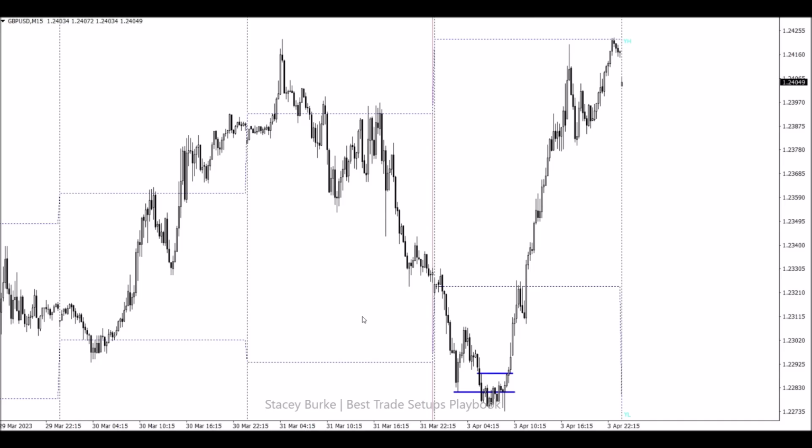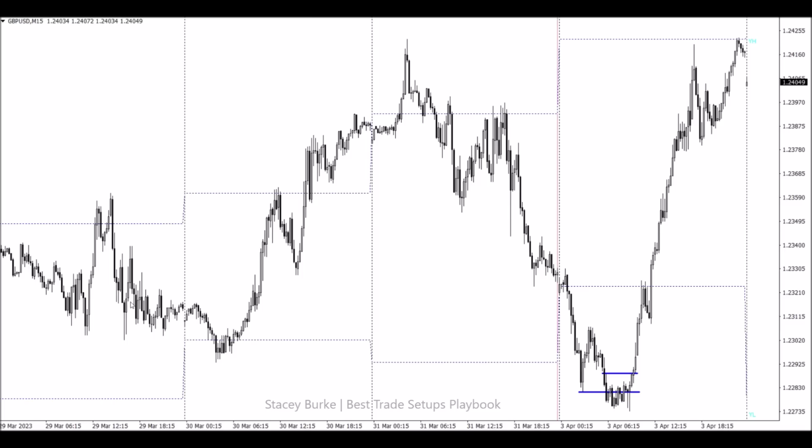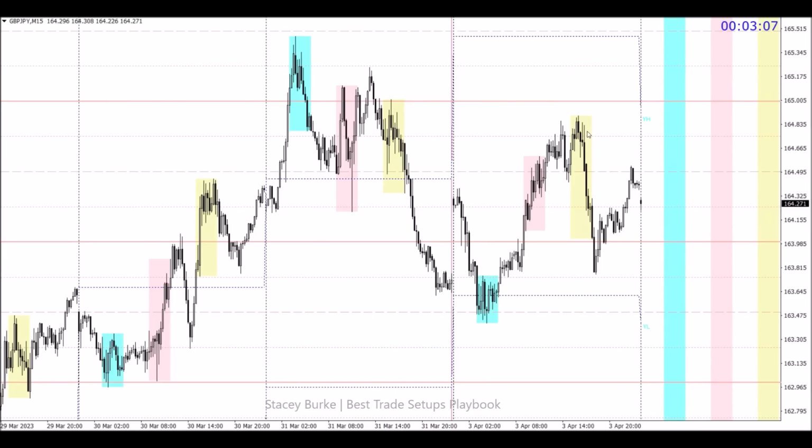This is the British pound. I'll let you do this on your own, but reinforcing the importance of a breakout, a failed breakout, and a false break, and then the timing window of when these occur. And just in closing, we'll take a look at the pound yen.